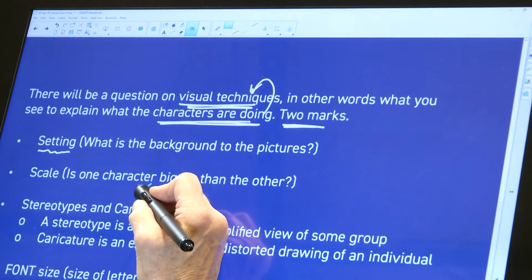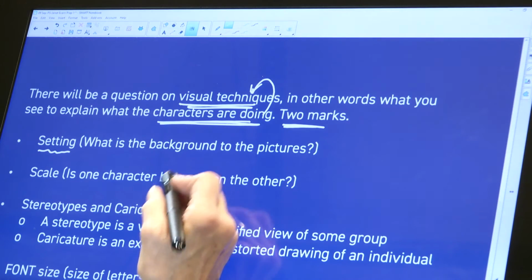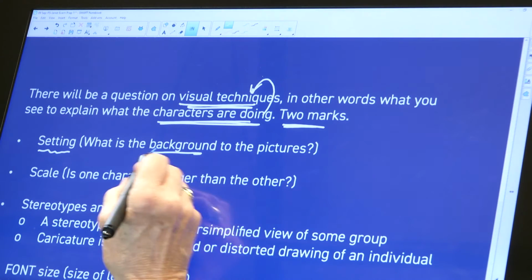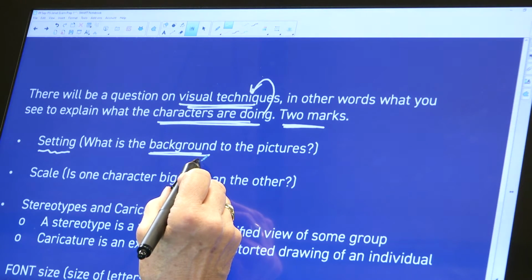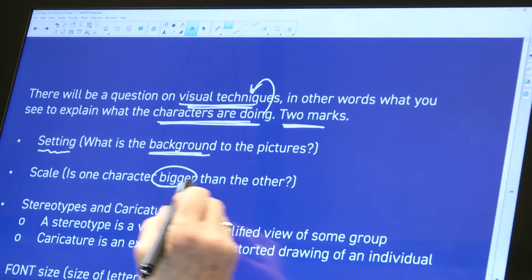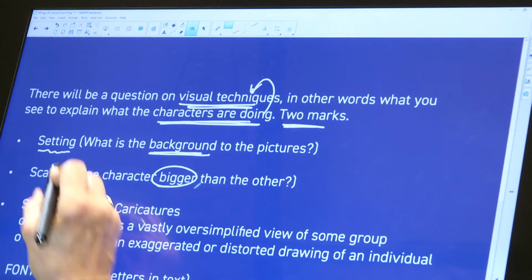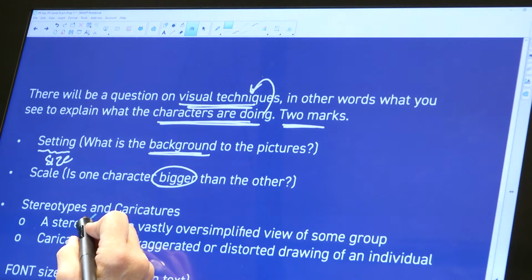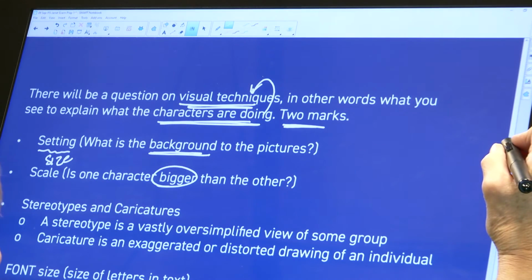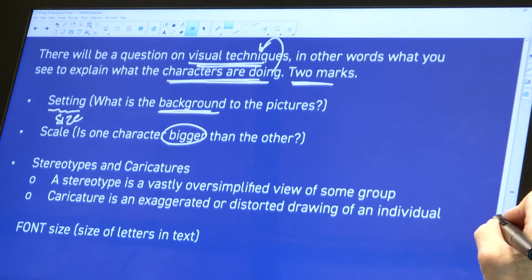Remember, in literature, setting is always time and place. Usually in the cartoon, it's the background. But if you can see both time and place, go for it. Look at the size of characters or fonts. Think about stereotypes.